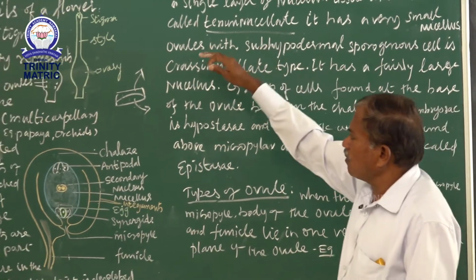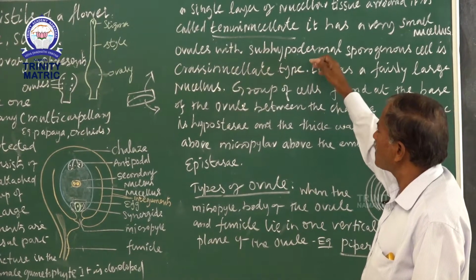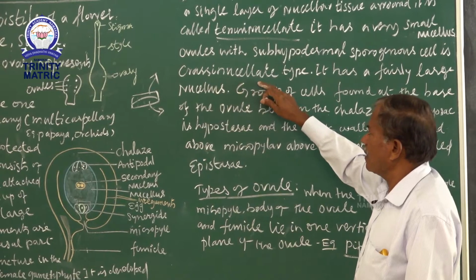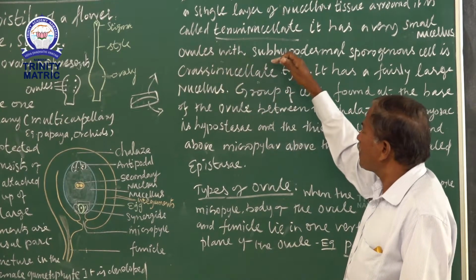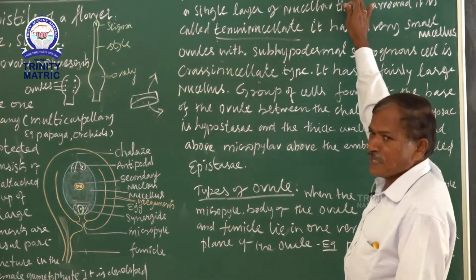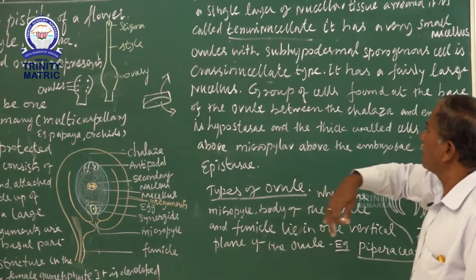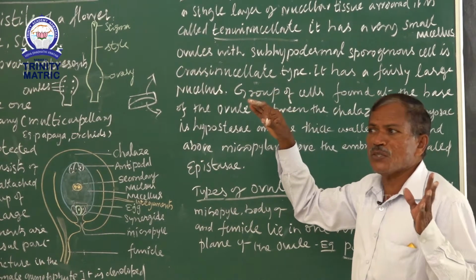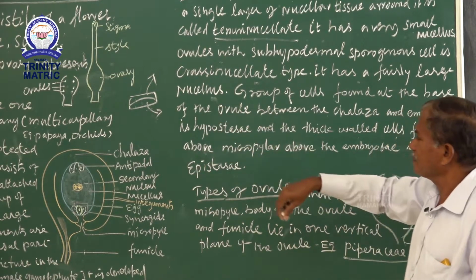Suppose the ovule develops with a subhypodermal sporogenous cell, that is below the hypodermis. This is called crassinucellate. So hypodermal means tenuinucellate, and subhypodermal means crassinucellate. It has a fairly large nucellar tissue.